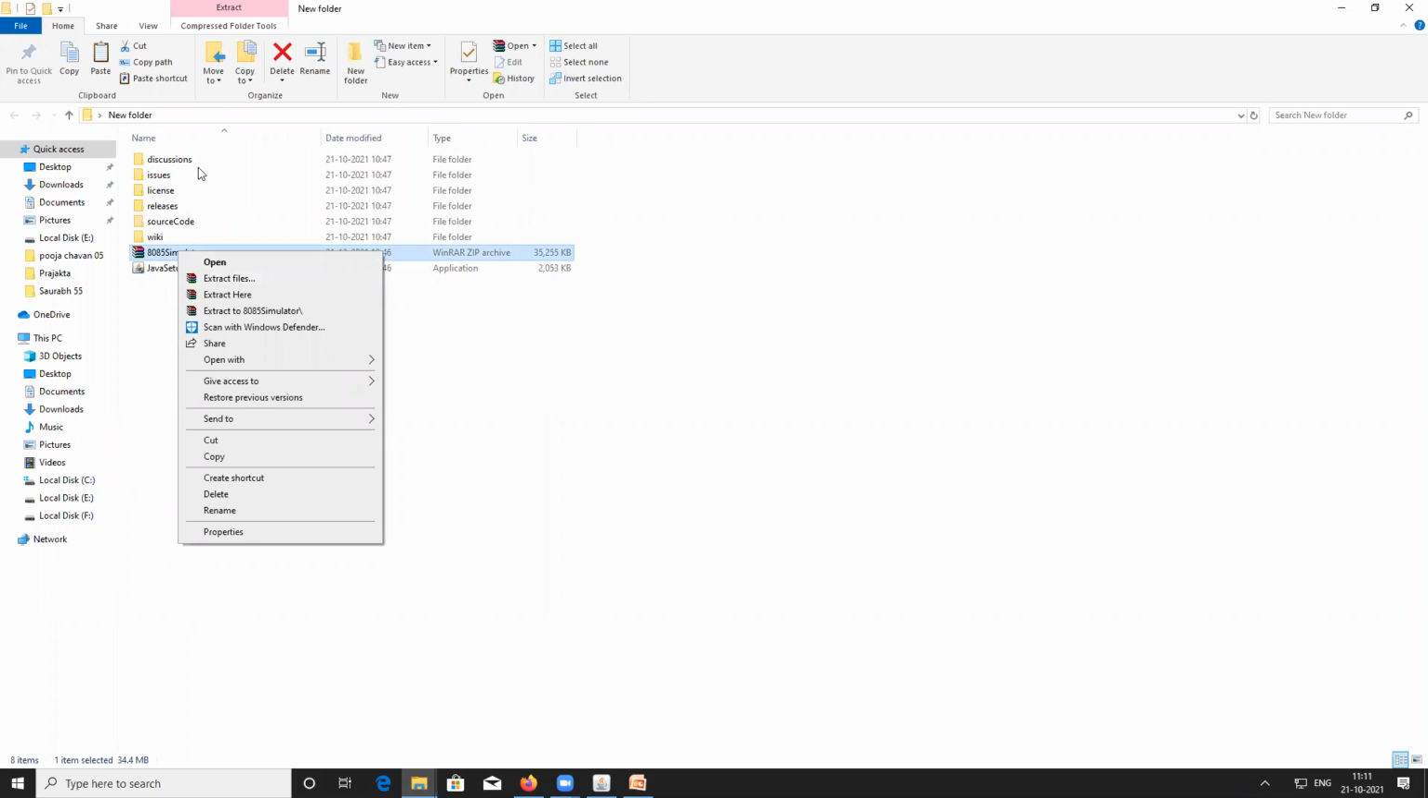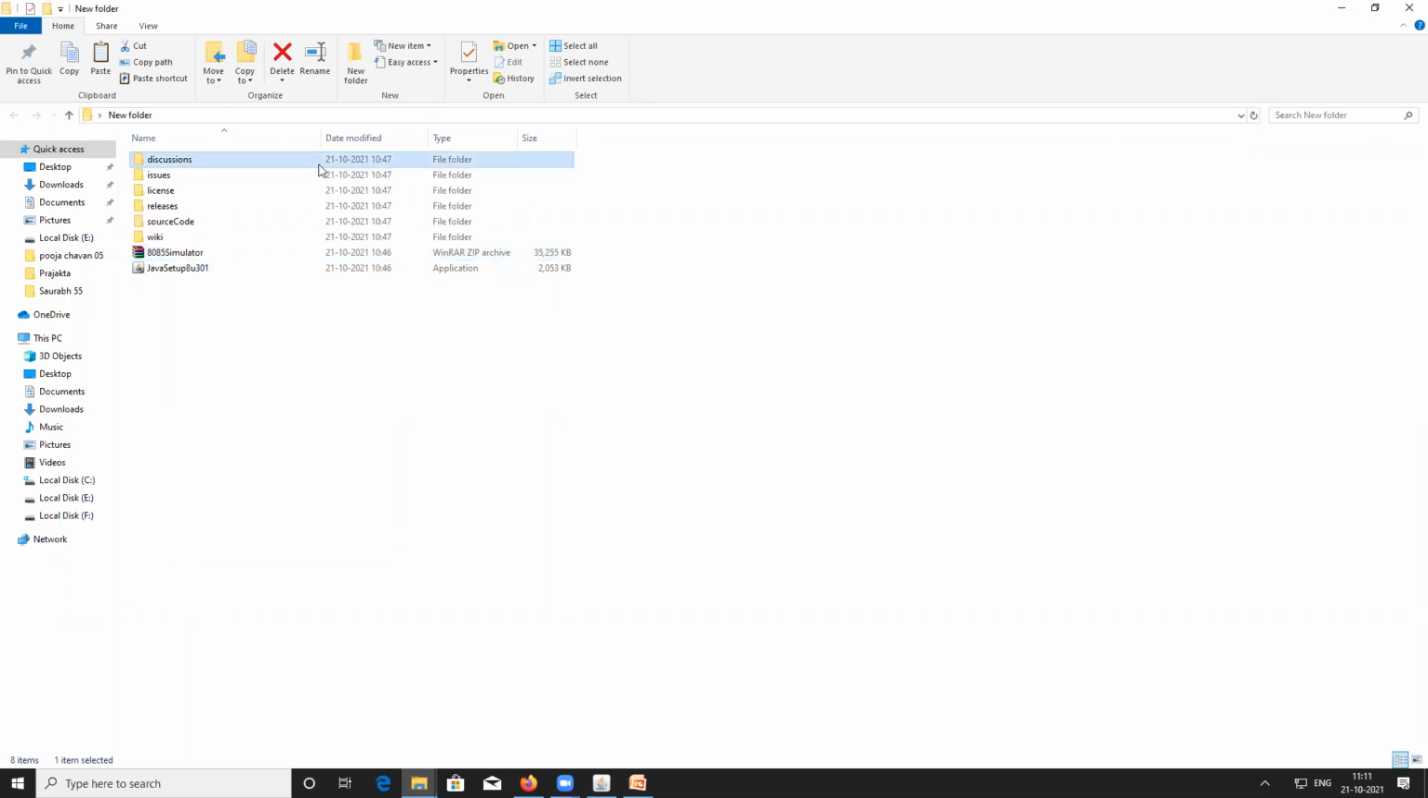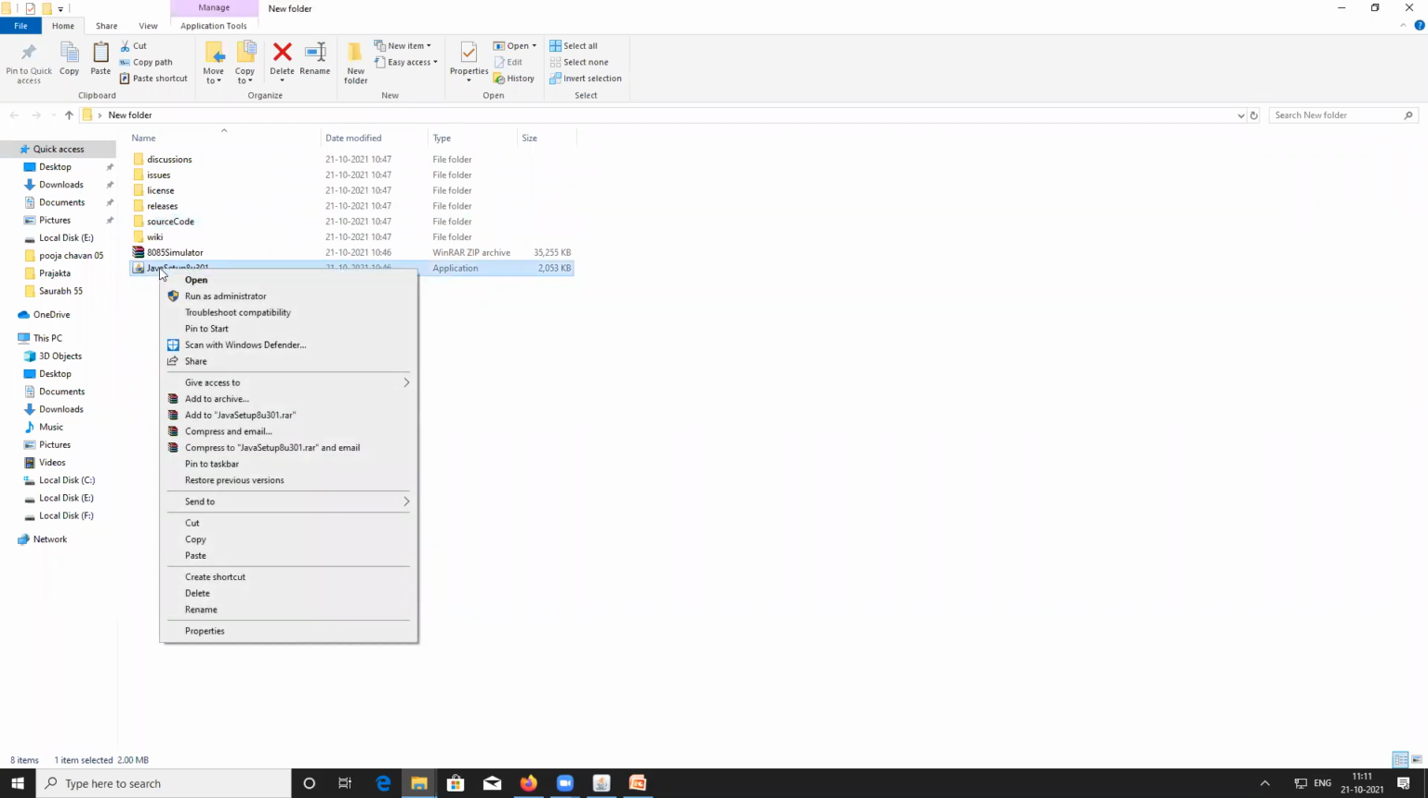After extracting the files, you will see these folders, including the license. Then go to the source code. Before going to the source code, first you have to download the Java setup, and run this Java setup before you start the 8085 simulator. When you click on the Java setup, Java will run.